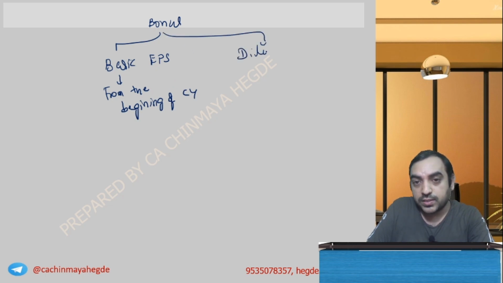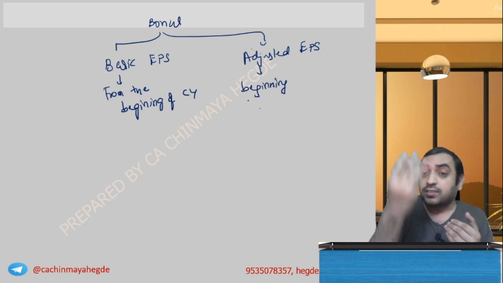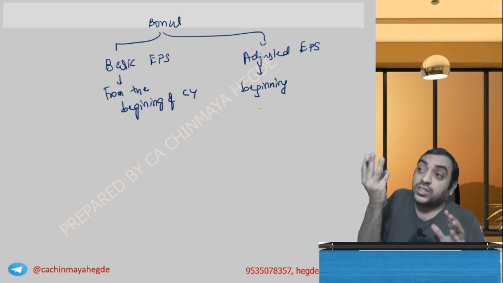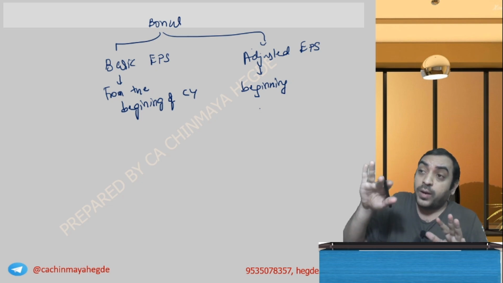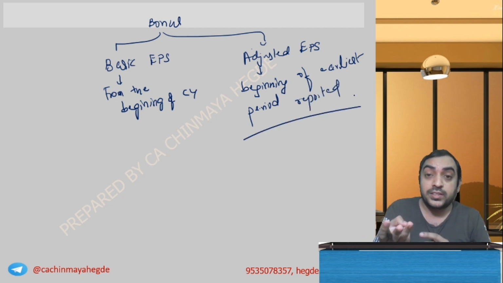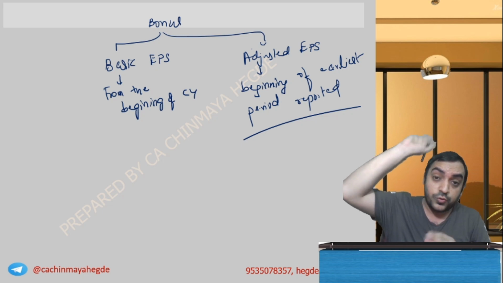For basic and diluted everything, for adjusted EPS, beginning of previous year. But sometimes we prepare 3 financial statements, a change in accounting policy, restatements. So what about the third column? Opening balance of that year. So it's the beginning of the earliest period reported. If 3 financial statements are there, the beginning of that year, whenever it was there.